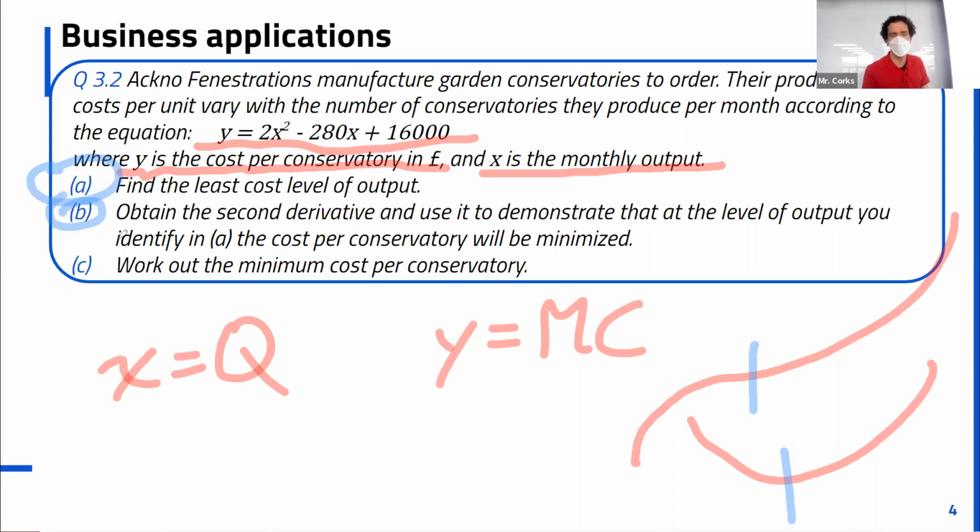And B we'll come back to a bit later. And then A and C: find the location of the minimum marginal cost, and then the actual minimum marginal cost. Those two things, please try to do now, and we'll talk about them when you're done.